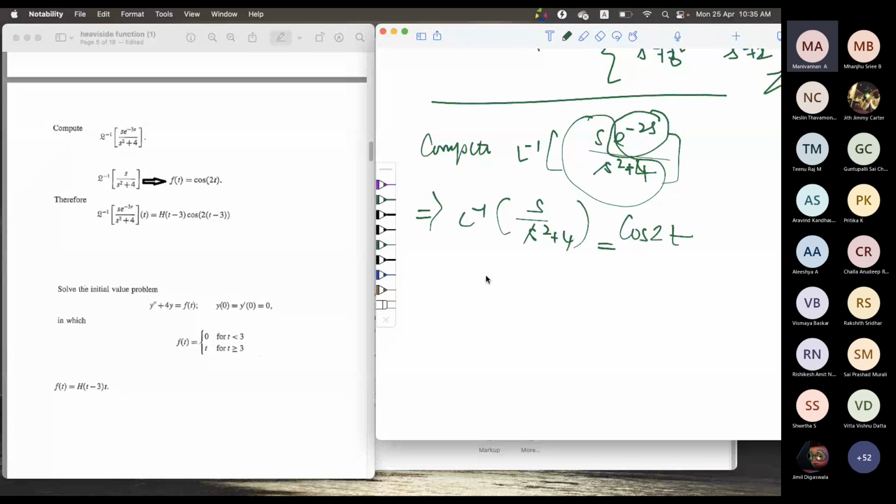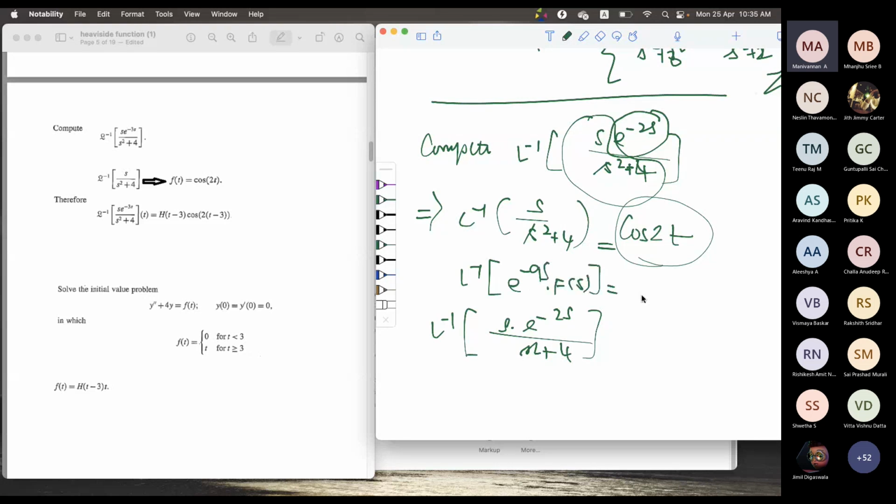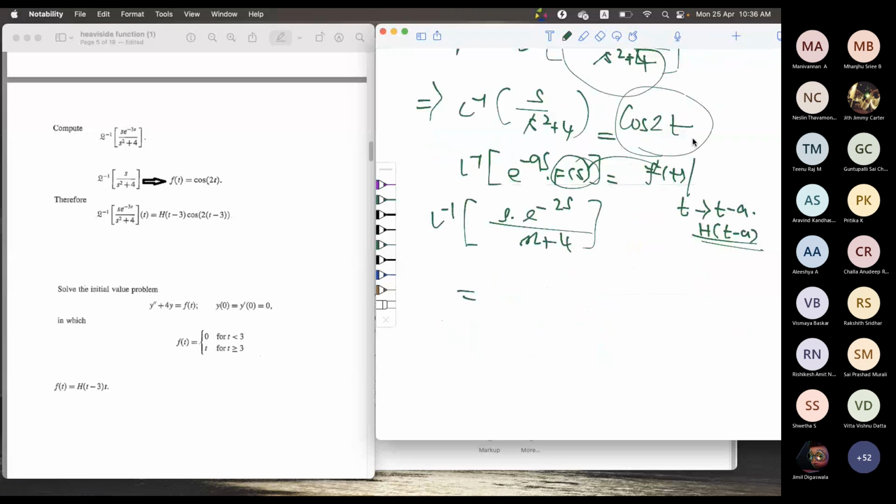Now L inverse of s into e raised to the power minus 2s divided by s square plus 4 means this is my f of t. We are going to use e raised to the power minus as into f of s means that the corresponding f of t we are going to compute will be replaced by t minus a along with this h of t minus a also. Have you got the point? Yes, sir. Got the point.